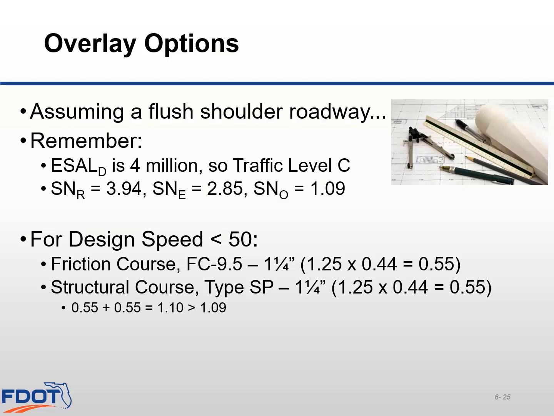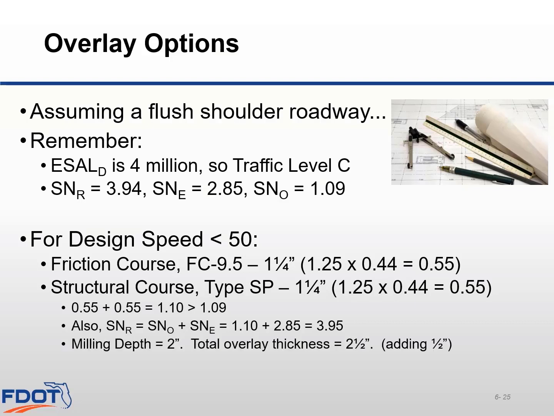Let's also make sure we're meeting our required structural number for the entire pavement structure. So if we add our newly calculated overlay structural number and the existing structural number for the pavement that will be remaining, we get a value of 3.95, which is greater than the required structural number of 3.94, so it checks out there too. So for this particular design, we have a design speed that's less than 50 miles an hour, we're milling 2 inches, and we're resurfacing with 2.5 inches, which means we're raising the profile grade of the roadway by a ½ inch. You'll need to make sure you don't have any vertical clearance issues throughout your project limits that could be impacted by the additional ½ inch of asphalt.